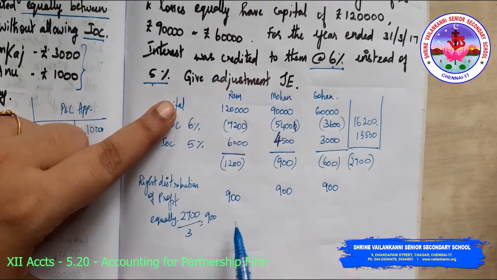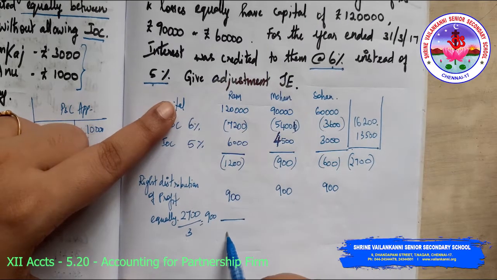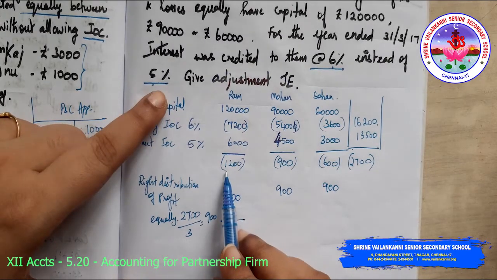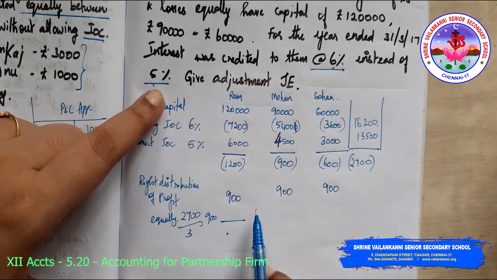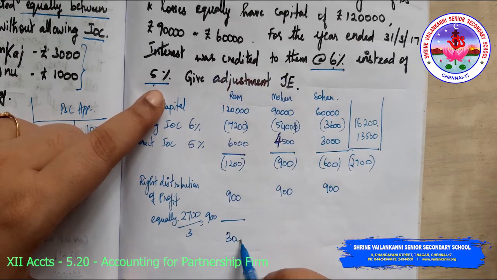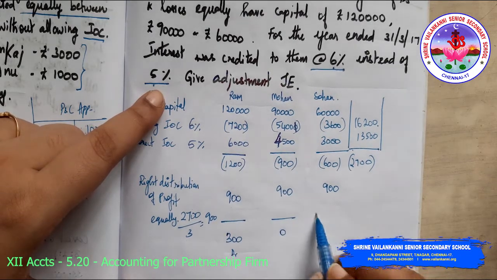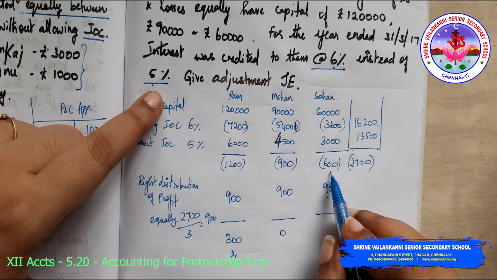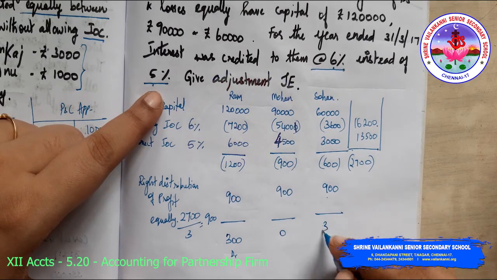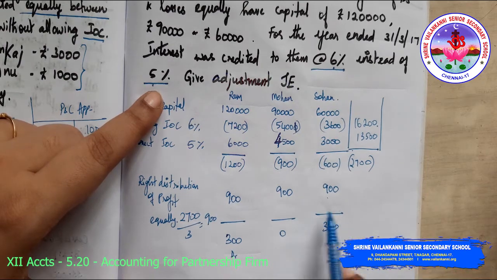So you can see here there is a negative value because 1200 is there, but Ram has to get only 900, which means 300 excessively he is having, that has to be debited. Here 0, and here 900 he has to get, he has got how much? 600 only, so 300 credited. Okay, so this is a credit balance.